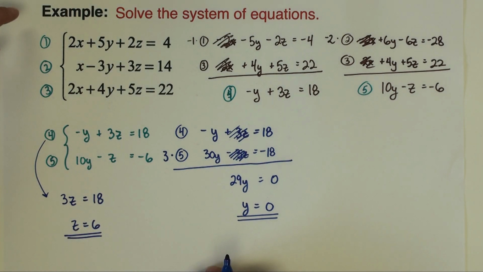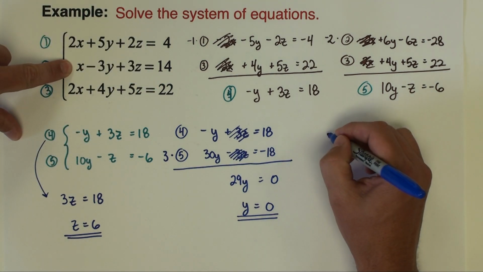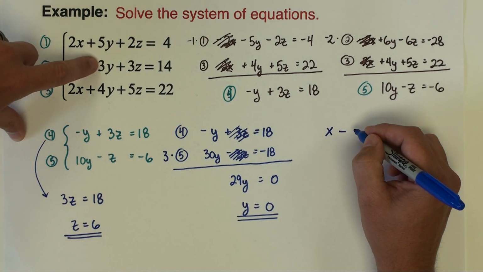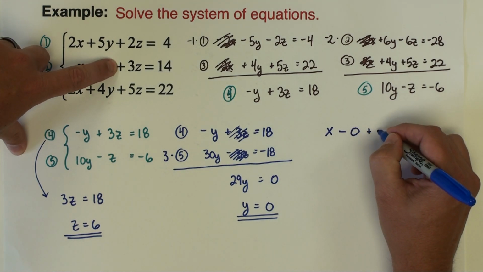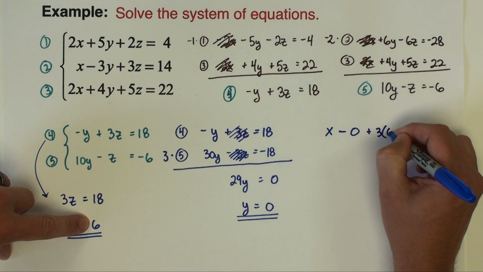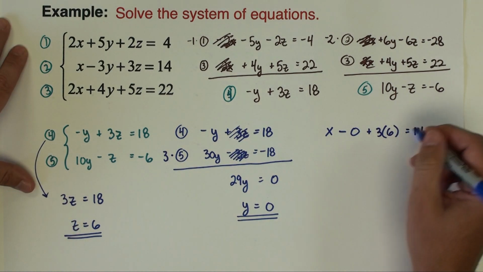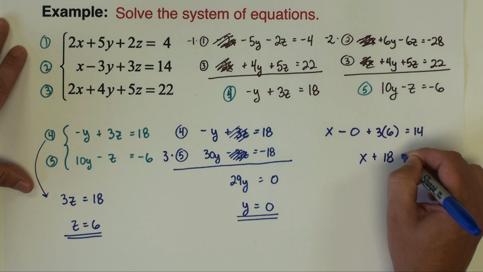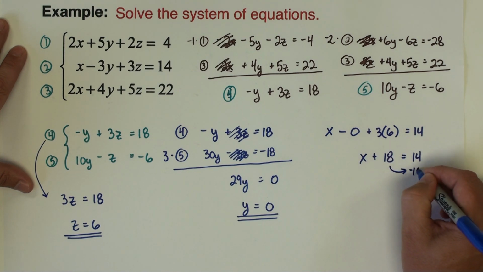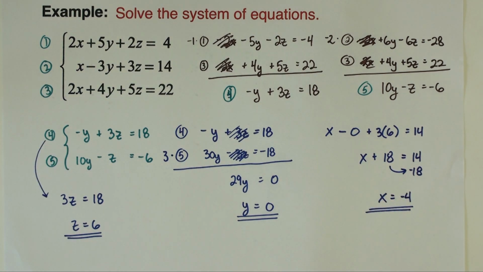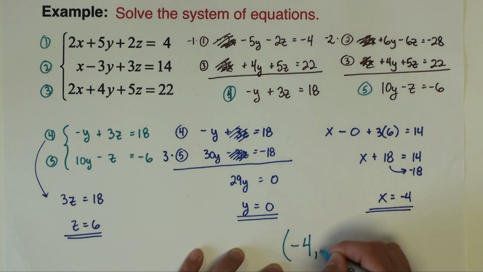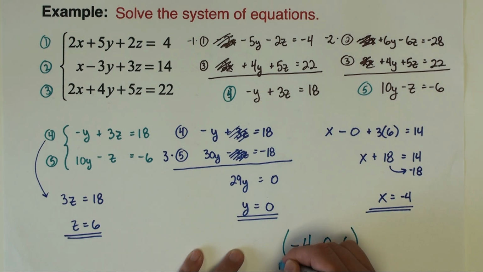All right. Now we need to find x. Let's look at any of these equations from the beginning. I'm going to take the middle equation. It's got x minus 3y, but y is 0, so that whole thing just goes away. Plus 3z, and z is 6, equals 14. So we got x plus 18 equals 14. Subtract 18. x equals negative 4. Okay, we have our x, our y, and our z. Our solution is negative 4, 0, 6.